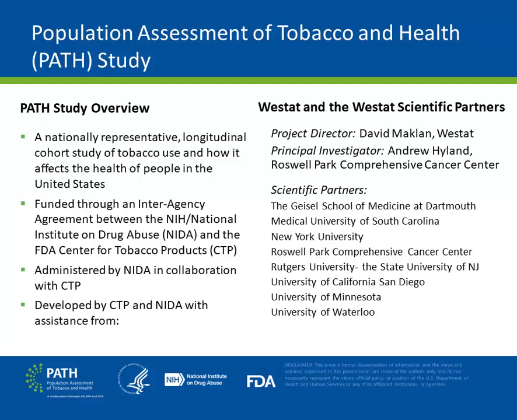Westat holds the contract to implement the Path Study work plan, and they have 9 scientific partners to support this mission. Scientific partners include researchers at the Geisel School of Medicine at Dartmouth, Medical University of South Carolina, New York University, Roswell Park Comprehensive Cancer Center, Rutgers University, the State University of New Jersey, University of California, San Diego, University of Minnesota, University of Waterloo.